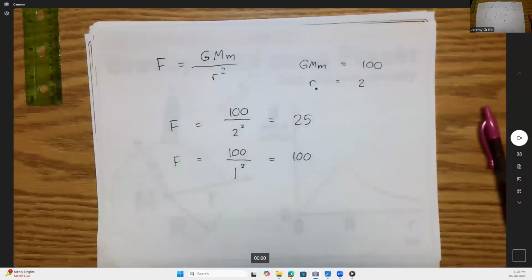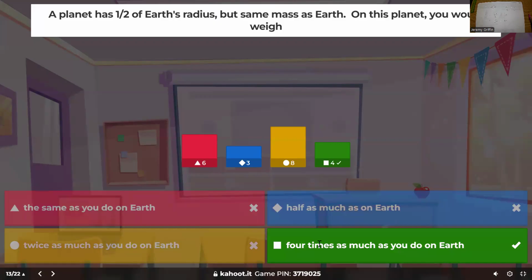Let's see how you did over here. You got 4 times your weight, right? So it's an inverse square relationship. 1 over the distance squared. 1 divided by a half squared is 4 times. Okay, is that okay?